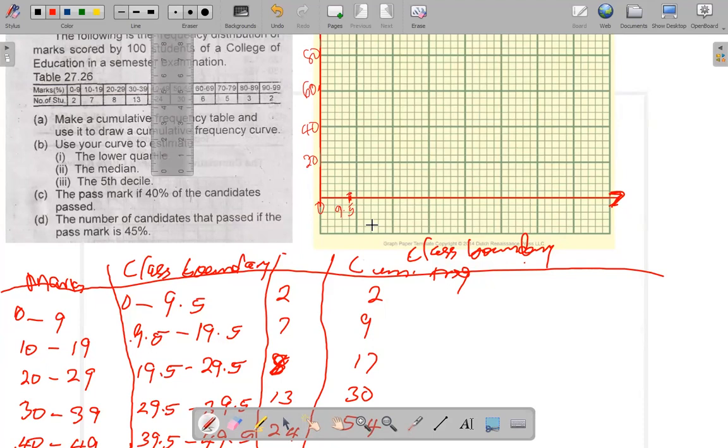Then the next one is 19.5. We count 4 again, 1, 2, 3, 4. Put a mark there. 19.5.